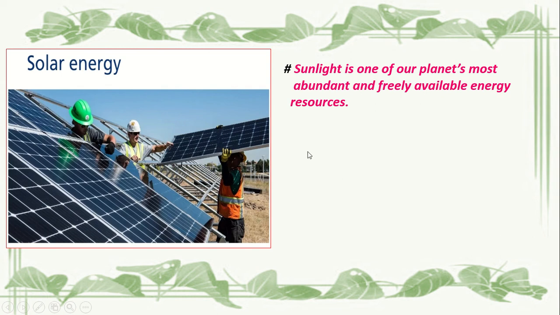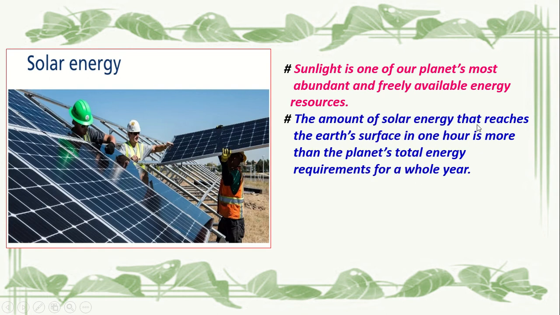When we talk about renewable energy or alternative energy or clean energy or green energy, the first source that comes to our mind is the solar energy. Because sunlight is one of our planet's most abundant and freely available energy resources. Abundant. How much abundant? Let's see. The amount of solar energy that reaches the Earth's surface in 1 hour is more than the planet's total energy requirements for a whole year. So you see how much it is available.